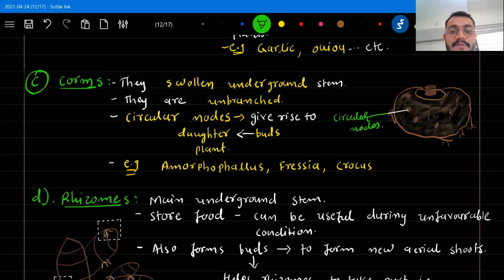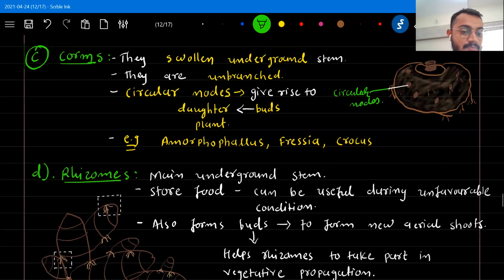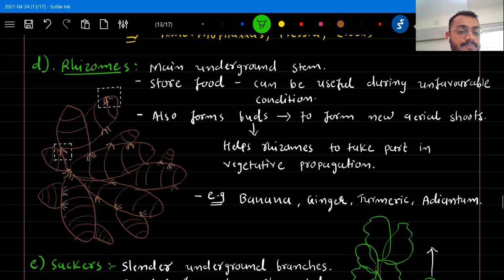Okay, now the examples are Amorphophallus and the Freesia or the crocus. Done. Okay, so after corms, another type of underground stem is the rhizome. The ginger we have already discussed on the board. It is also a main underground stem, and it stores the food.